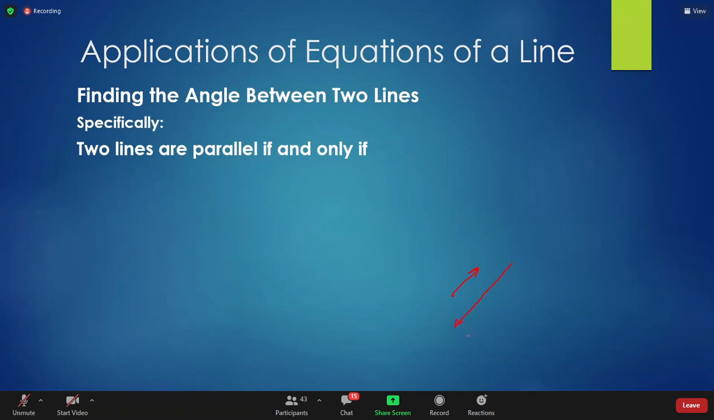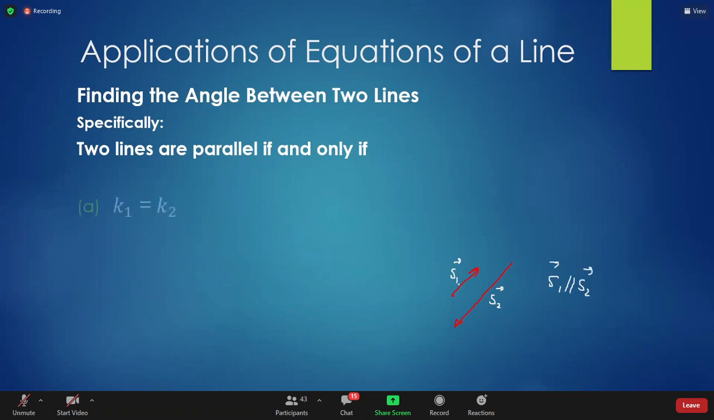I will choose a lighter pen because otherwise it's still messy. So the direction vector S1 for one line, direction vector S2 for the other line. Of course, the lines are parallel if the direction vectors are collinear.